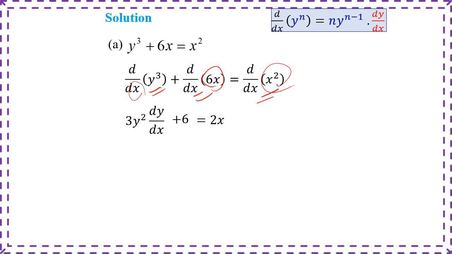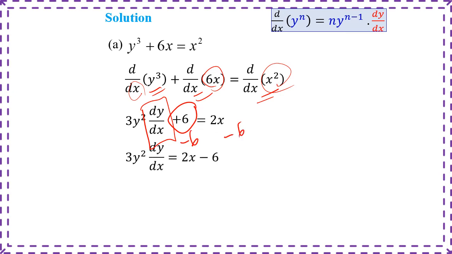So now, we want to find dy dx, right? The question asks you to find the dy dx in terms of x and y. What we can do is to let the dy dx be the subject. So first, we need to solve for the addition or subtraction. So here we have plus 6. So we need to eliminate this plus 6. So we subtract 6 on each side. That's why we have 3y squared dy dx equal to 2x minus 6. So we lose the plus 6 here and we add negative 6 on the right side.